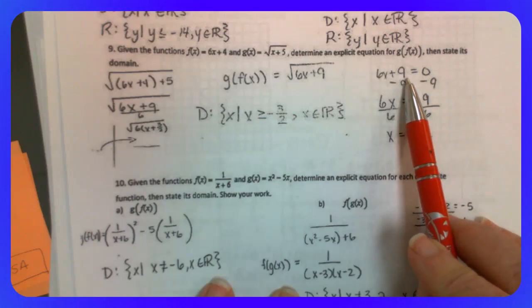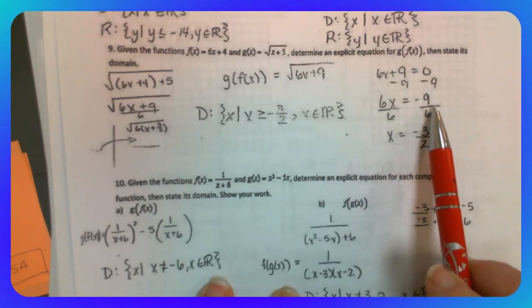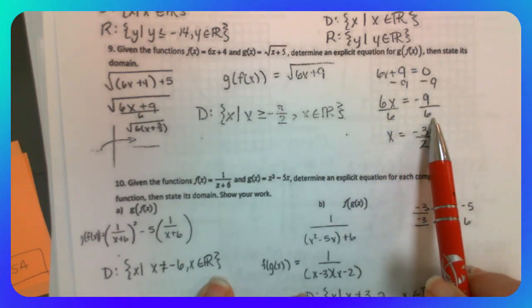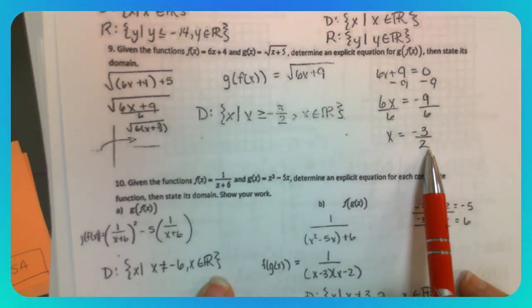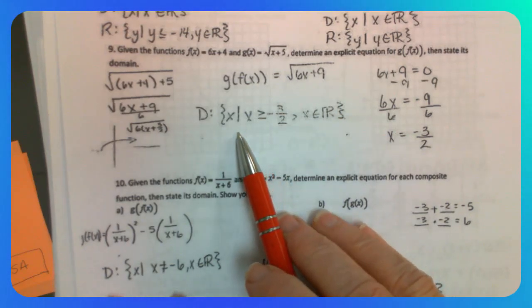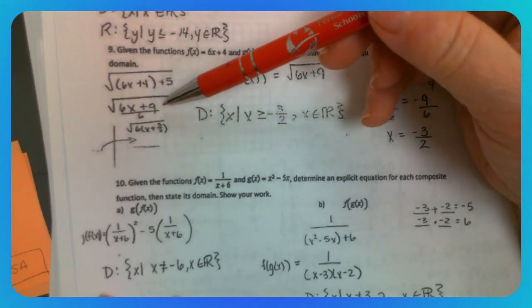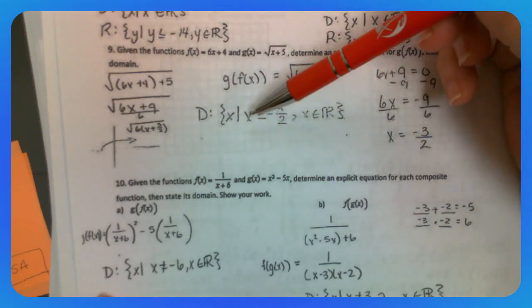We're going to solve this by subtracting 9 from both sides, and you get 6x equals negative 9. Divide both sides by 6. x equals negative 3/2. All right, the domain and the range. I'm not sure why they're dividing by 6. I'll take another look at that. Dividing everything by 6.